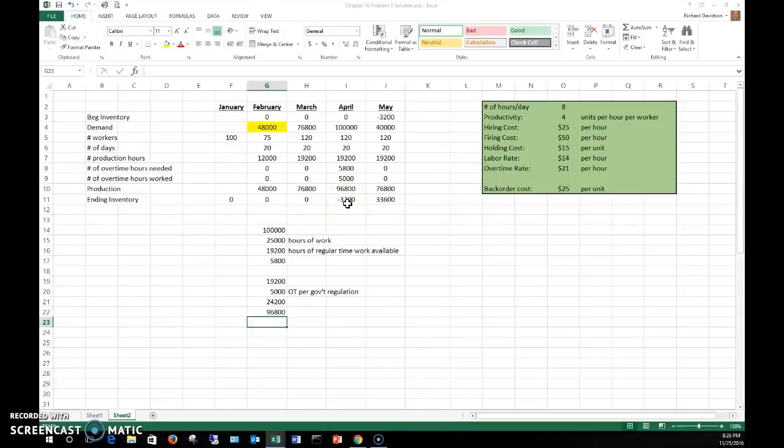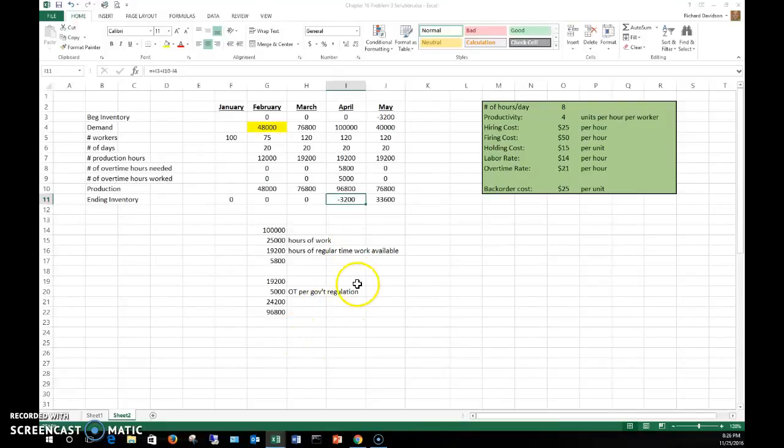And what happens in that case in manufacturing, you're just going to take that shortage and move it to the next month and add it to your demand. So instead of needing 40,000 next month, we're going to need 43,200. We're going to have 40,000 plus the 3,200 from the previous month. But for April, there's your calculation. We needed 5,800 hours of overtime, but we're limited to 5,000. So we only got 96,800 out the door, left us a shortage of 3,200 pieces.